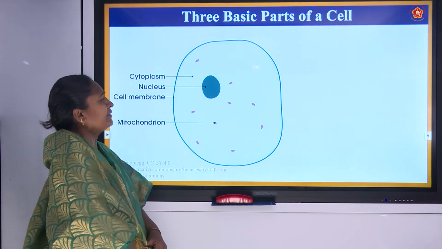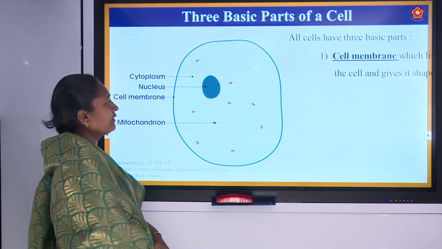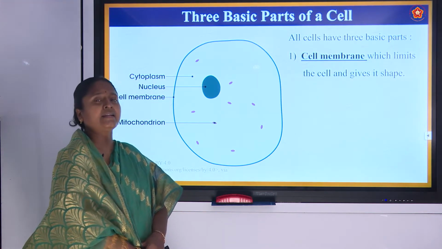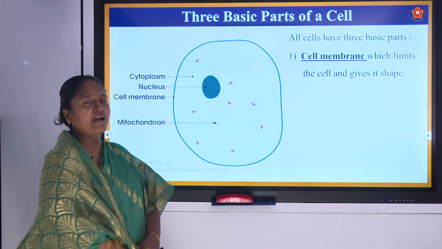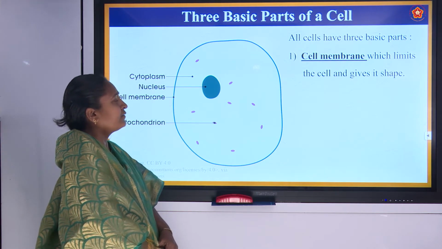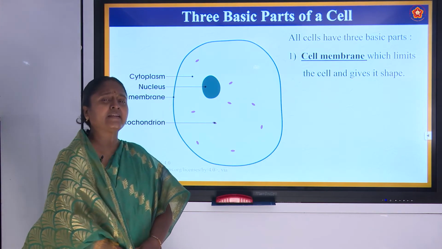There are three basic parts of a cell. What are they? The first one is the cell membrane. A cell should have a boundary, and in that boundary certain chemical compounds are present. By that we get that boundary, known as the cell membrane, which limits the cell and gives its shape. Limits means where it has to stop.